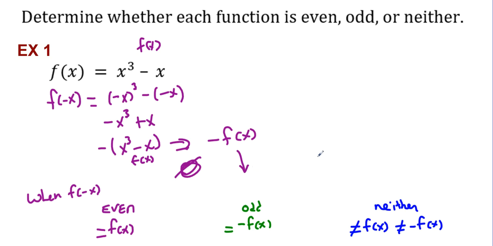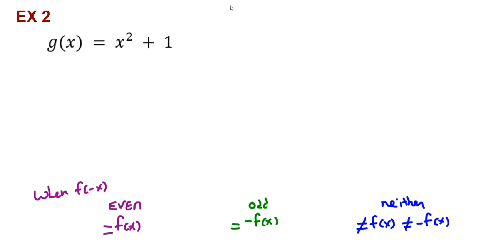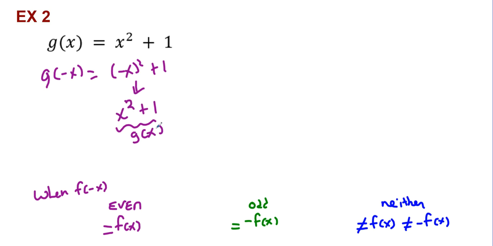We're going to do the exact same thing again. So let's go on to the next example. Here we have x squared plus 1, and we're going to put in the negative. So g of negative x is equal to negative x squared plus 1. Well, that's simply going to turn into x squared plus 1. This is my g of x. So what we have is g of negative x is equal to g of x. Well, that's going to be even. And if you remember your quadratic parent function, it is symmetric about the y-axis.